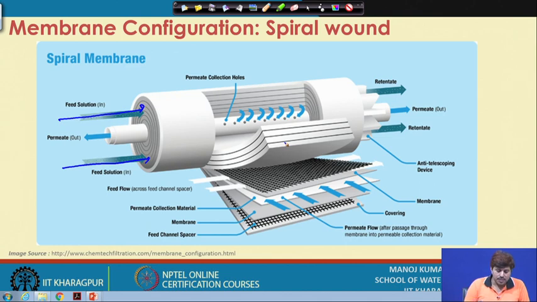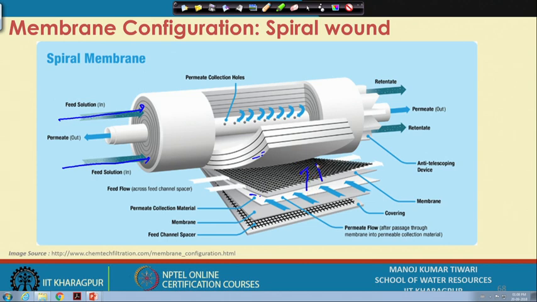What happens is that the feed enters in between these places, and under pressure it permeates through these membranes and eventually gets to these holes over here. These are the permeate collection holes. The feed water, once it passes through the membrane, becomes permeate or treated water, enters through these holes and is then collected through the permeate out channel.